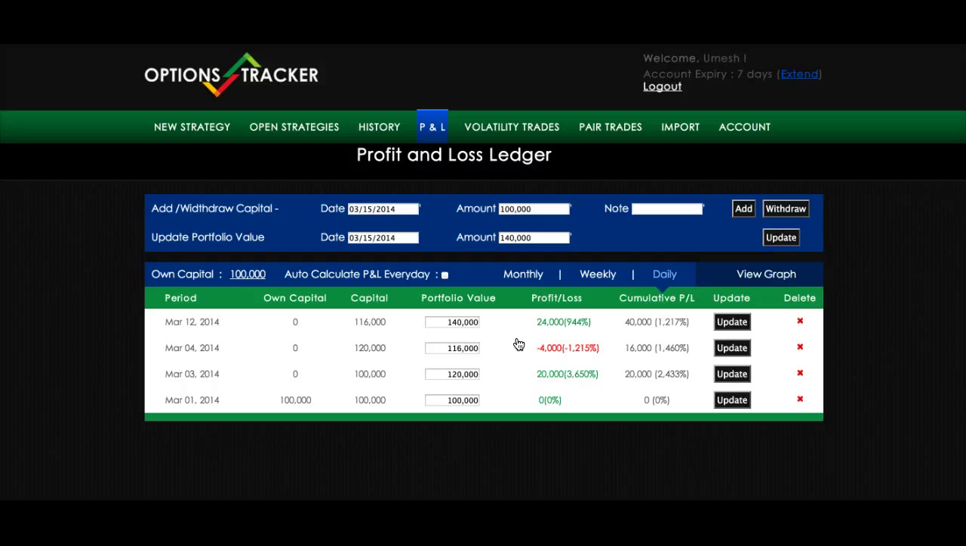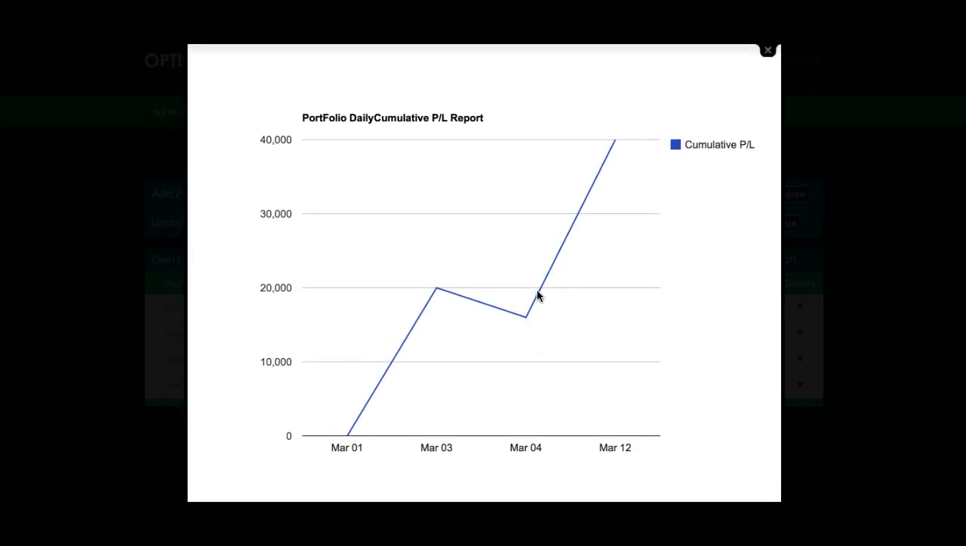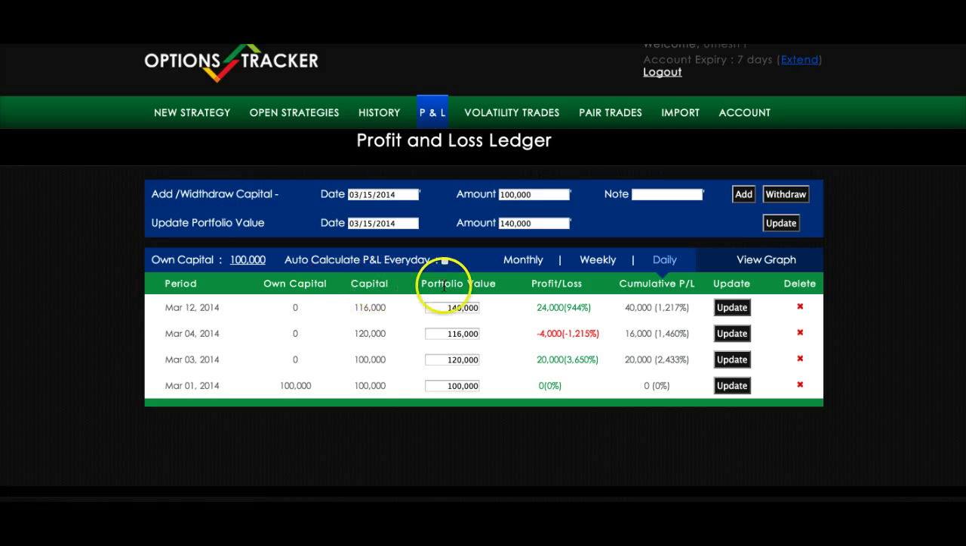So then you can see these details on a graph as well. This is how your profit and loss graph looks like. Started off on March 1st with 0 profit and loss, reached 20,000, came down to 16, and then shot up to 40,000. Let's say you want to withdraw some of this profit.